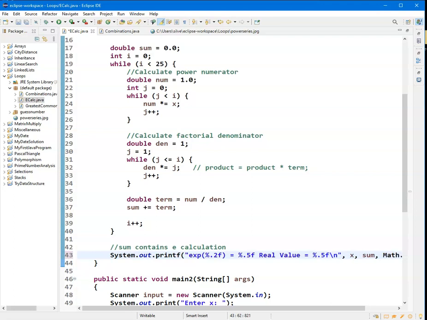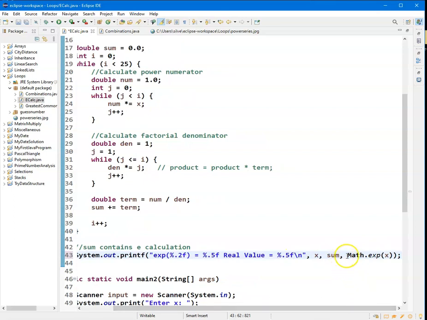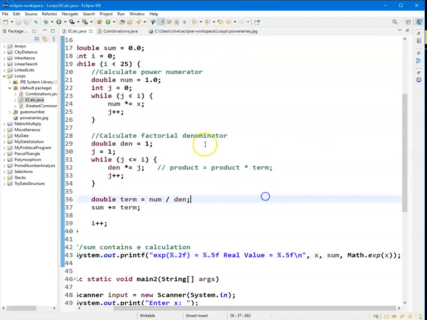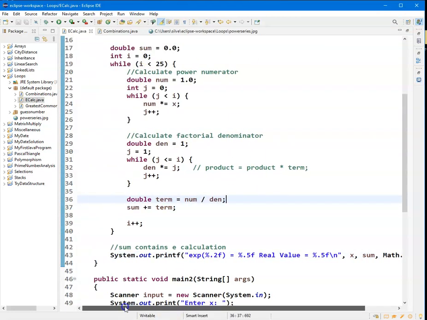Okay, so that's going to print out what the JDK has for an EXP. And now if I run this again, let's see, 1, and yeah, what we calculated here is the same thing as the real value. So I think it's pretty good. And basically, what this shows is it doesn't take very many terms. I mean, 25 terms to a computer isn't a lot.